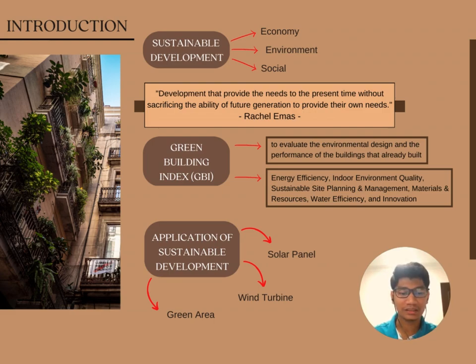And last but not least is the application of sustainable development. There are three examples. First, the solar panel, whose function is to capture sunlight and turn it into electrical energy. The wind turbine is similar, transforming kinetic energy into electrical energy. And the green area, as we can see in the UTHM library, where there is a green area inside the building to maintain a healthy ecosystem.